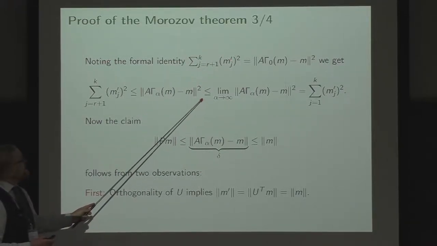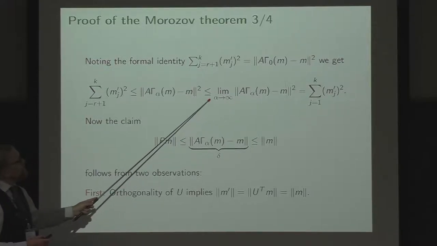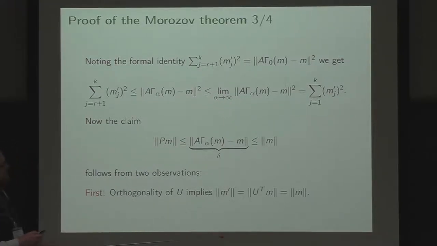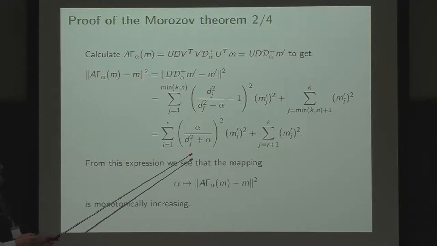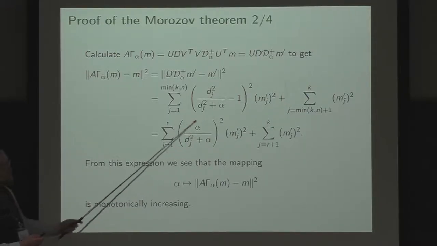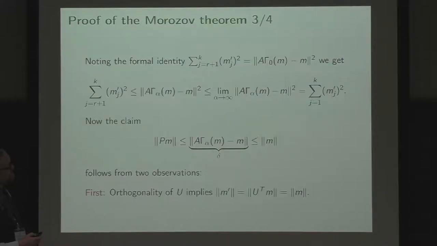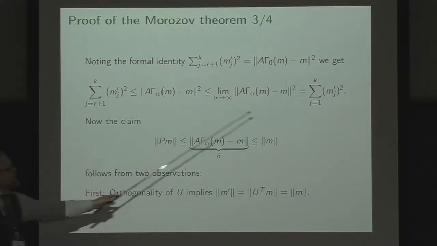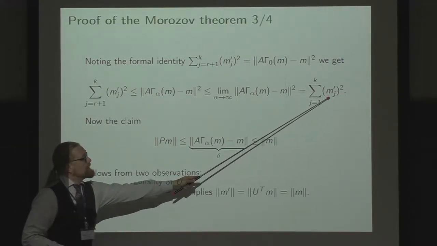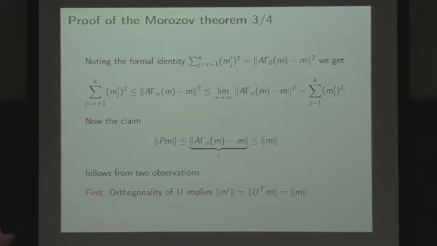And on the other hand, if we let alpha go to infinity, then what happens is we just get one here in the limit. So this is the guy we are analyzing. On the left, we have a lower bound, which has only the remaining elements in the sum. And on the right-hand side, we have an upper bound that has the norm of M prime squared. And this is what we wanted to show.